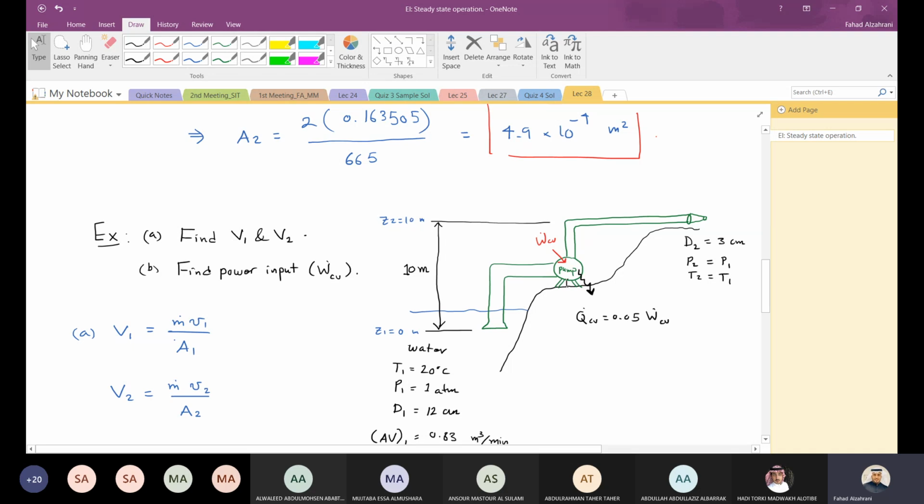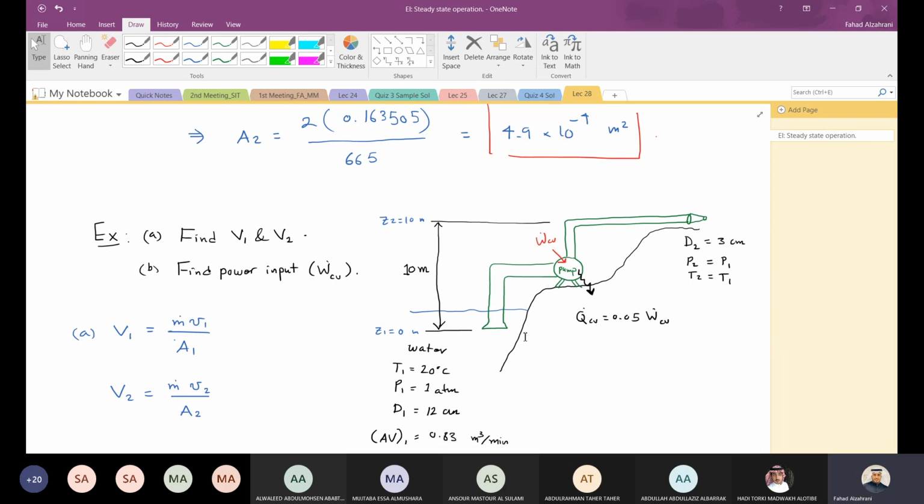Okay, so this is a pump, so there is a power input required to run this pump in order to elevate the pressure or elevate the water from this location to this location. The question is to find the velocities at the inlet and the exit, and the second is to find the power input to the pump. Okay, so these are the two problems in this case here.